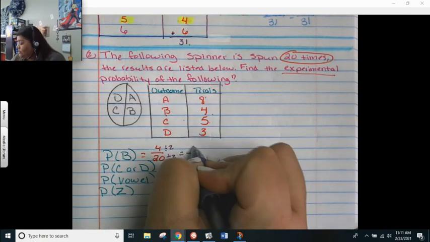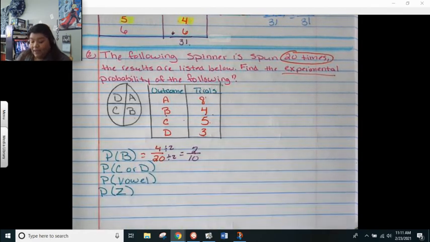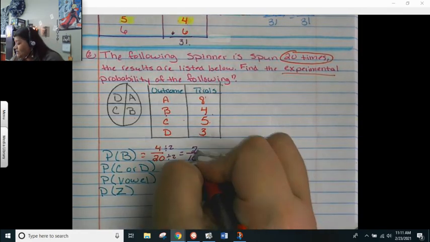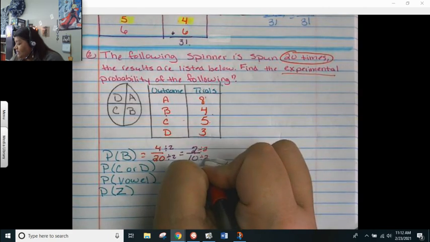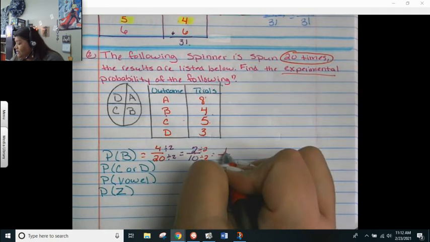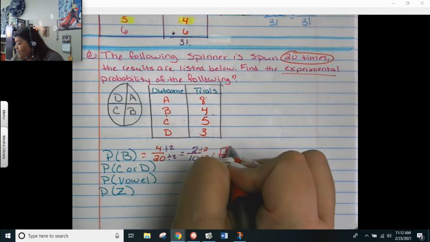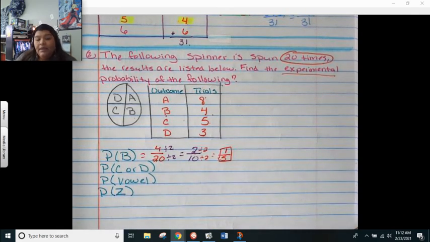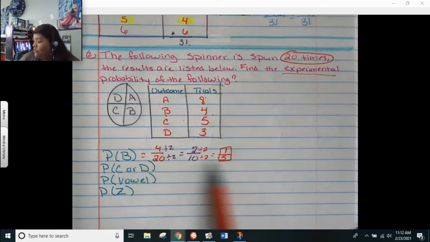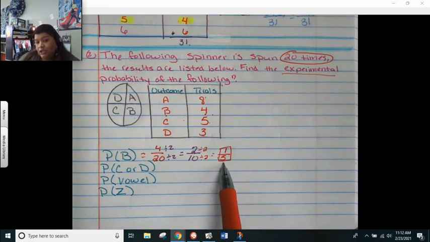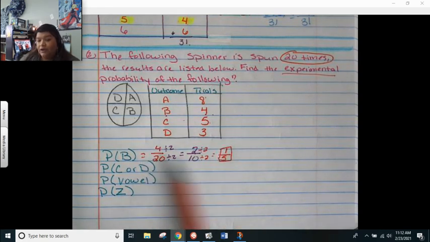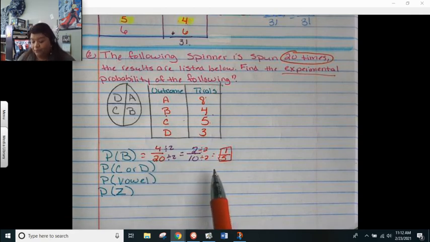4 divided by 2 is 2. 20 divided by 2 is 10. I can go again. So always ask yourself, can I simplify it again? 2 divided by 2 is 1. 10 divided by 2 is 5. Once you get that 1, you're pretty much done. So the experimental probability of getting the letter B was a 4 in 20 shot, reduced down to 1 in 5. So please make sure on the Google form, your fraction is simplified to the lowest. If you put 4/20 or 2/10, it'll count it wrong. So be careful.